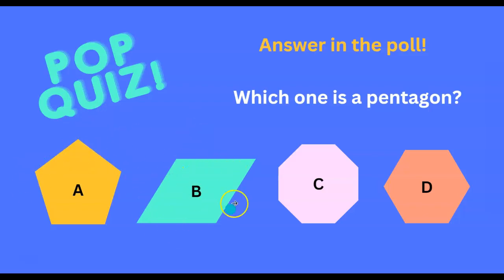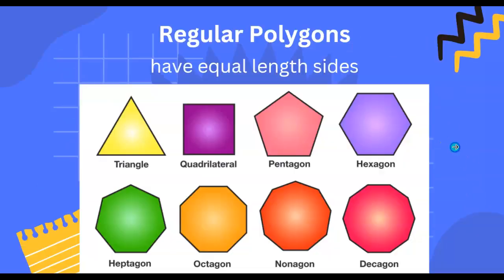What's this one called? Rhombus. This one's got 8 sides. This is an octagon, like an octopus has 8 arms. And this has 6 sides. That would be a hexagon.